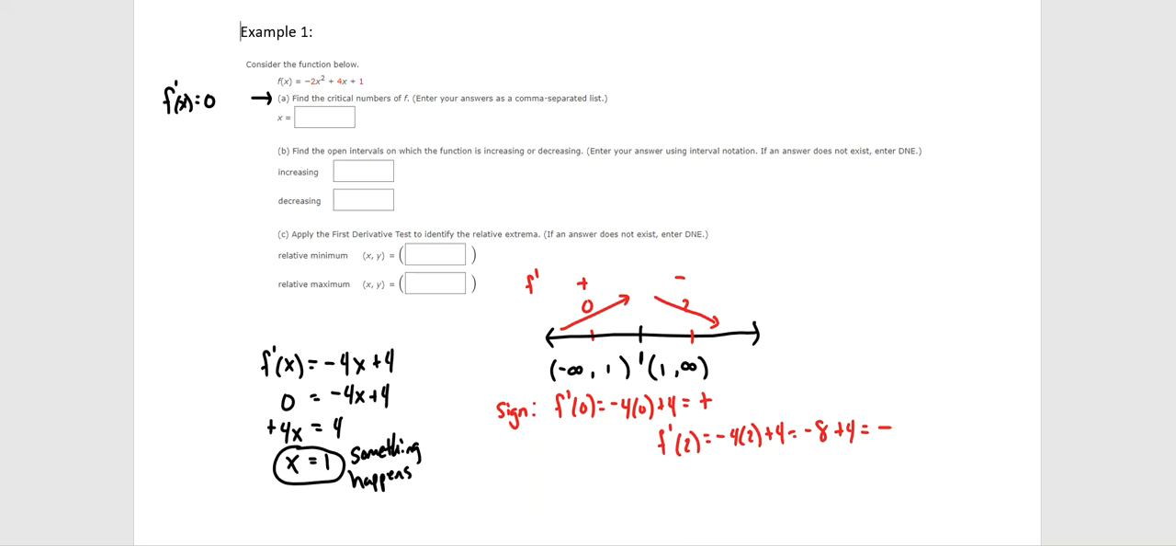So let's go back and fill in our answer here in part A. Our critical number is x equals 1. The point is 1, comma, go back to the original f of 1. Okay, the original function f of 1. Part B, I automatically did this with my number line and test values.